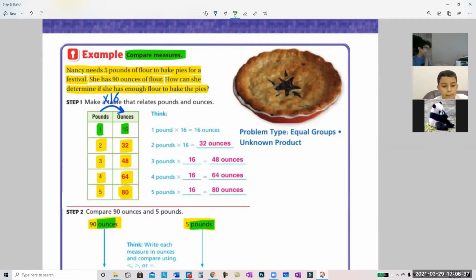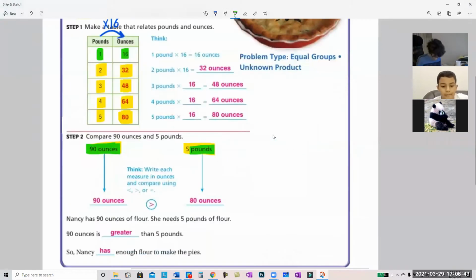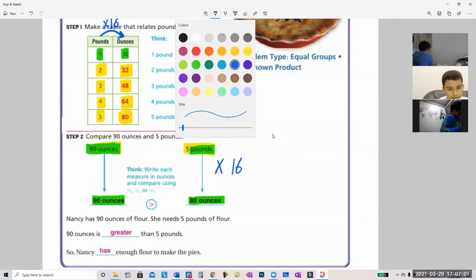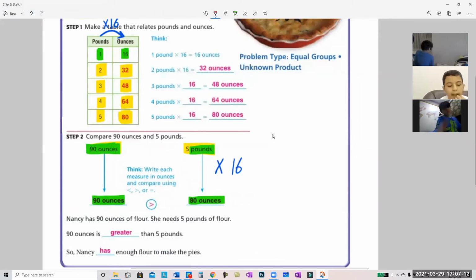So you have to keep it with its number, right? So we're gonna keep 90 ounces the same as you see here. And then you are required to convert pounds and write it with ounces, okay? So we're gonna multiply by what to convert 5 into ounces? 16. Great. So 5 multiplied by 16 equals 80 ounces. Now we have the same unit in both sides, right? So we have ounces here and we have ounces here.